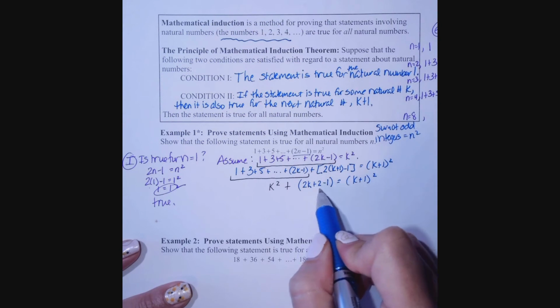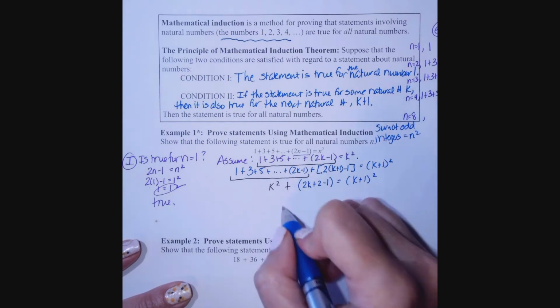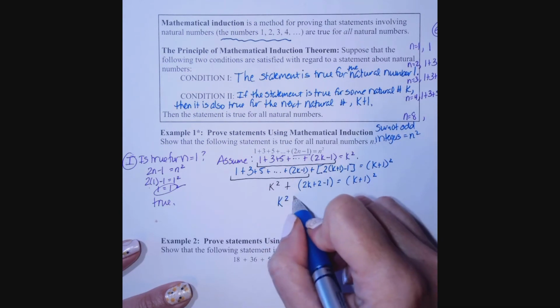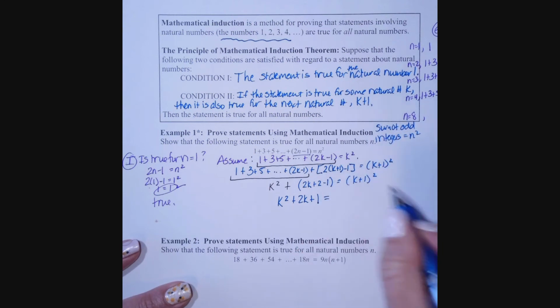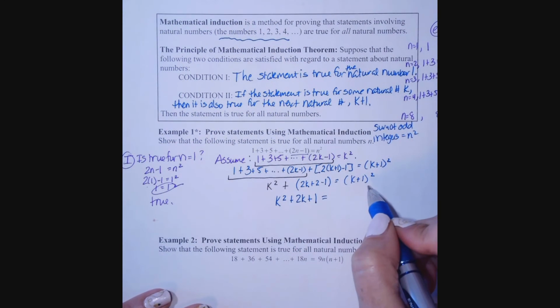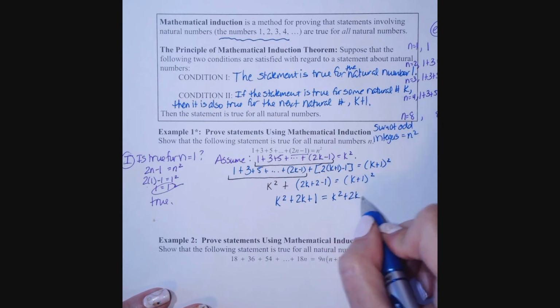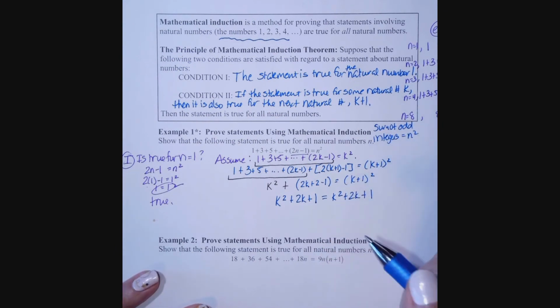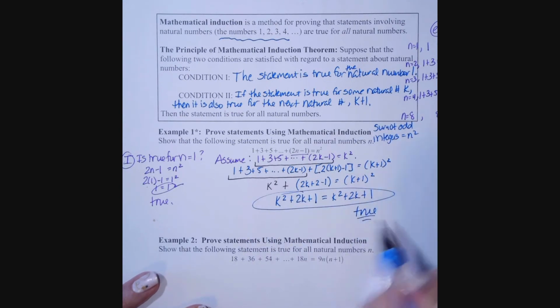Well, 2k plus 2 minus 1 is 2k plus 1. So this side is k squared plus 2k plus 1. And that is equal to k plus 1 quantity squared. Let's FOIL that. If we FOIL it, we get k squared plus 2k plus 1. Look at that. Those sides are equal to each other, so our second condition holds. So this statement is true for all natural numbers.